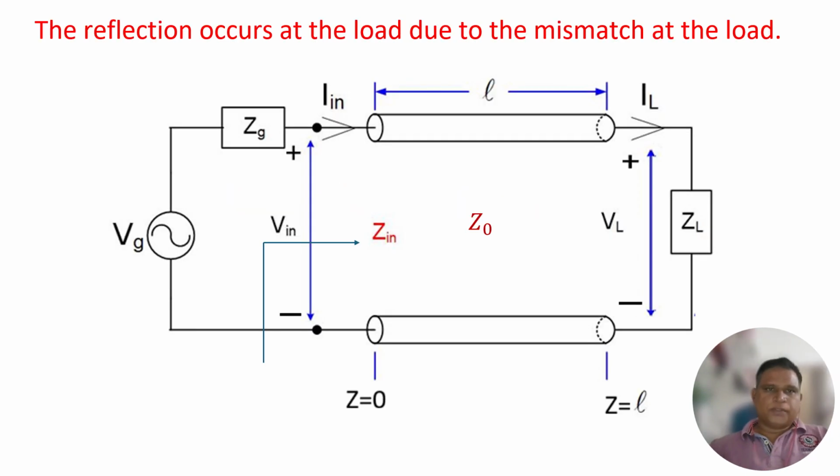Welcome back, dear students. Today we'll discuss the reflection coefficient. The reflection occurs in a transmission line at the load due to the mismatch at the load. Let us consider a transmission line as shown in the figure. Vin is the input voltage, Zin is the input impedance of the transmission line, Z0 is the characteristic impedance of the transmission line, ZL is the load impedance, and Z is equal to L. The length of the transmission line is small l. VG is at the source or the generator, and ZL is at the load.